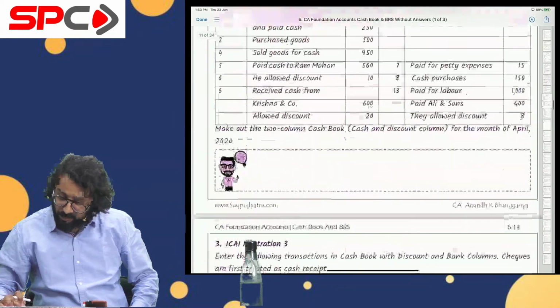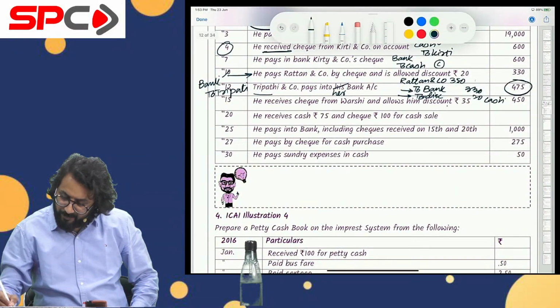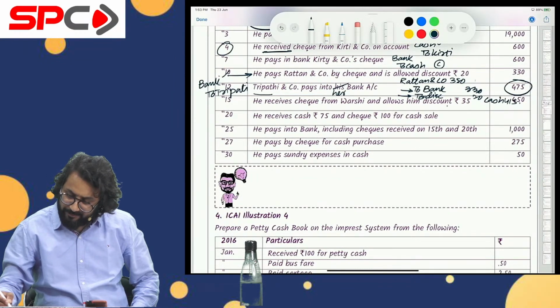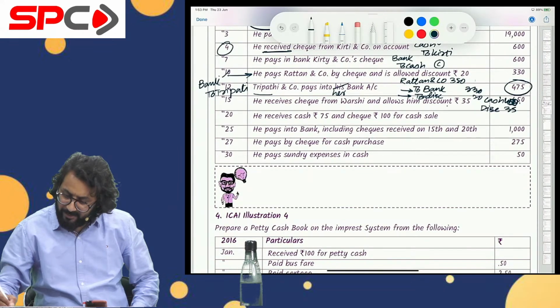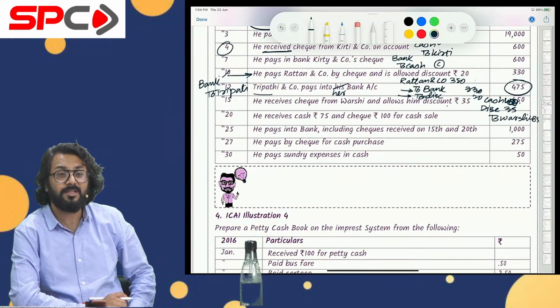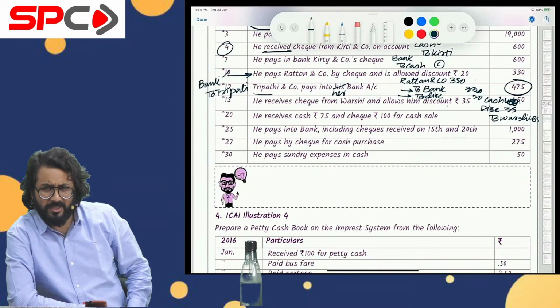How much did I receive the check for? Cash. 415? No, he receives check 450. So I'll write down 450. Agreed? Yes. And then what I'll write down? Discount. How much? 35. And to whom? Varsi. I'll write down 485. Say yes. Yes. I received check how much? 450. So what did I treat? Cash.